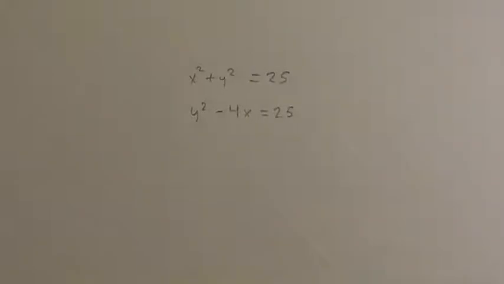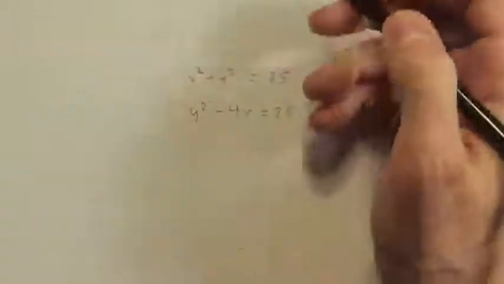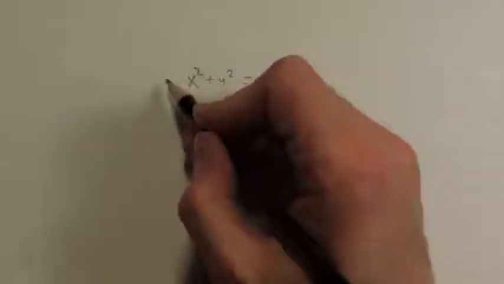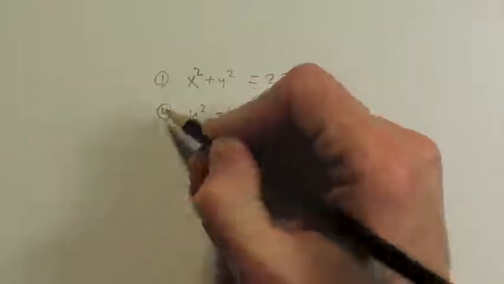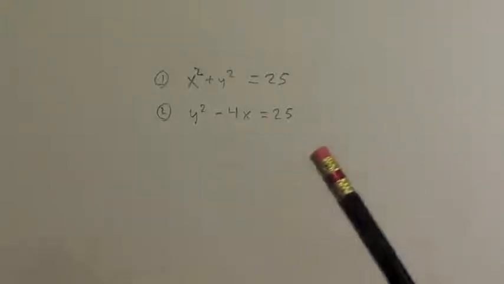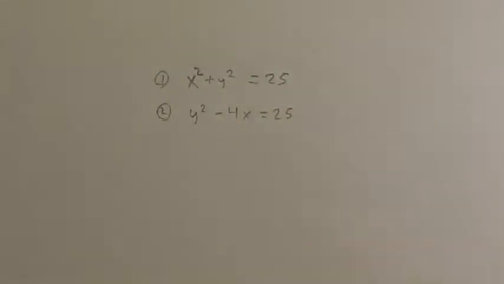Okay, let's look at this next example. I don't know if I drew that very well. It's x squared plus y squared is equal to 25, and y squared minus 4x is equal to 25 as well. Alright, so we have our equation 1, we have our equation 2. Neither one of them is a linear, nice sort of equation.